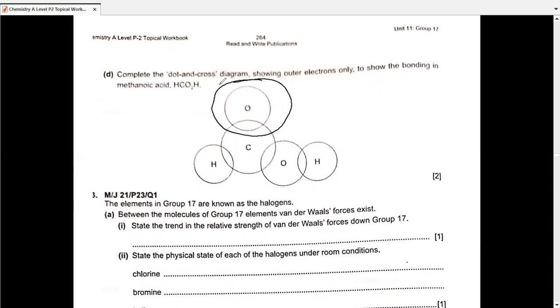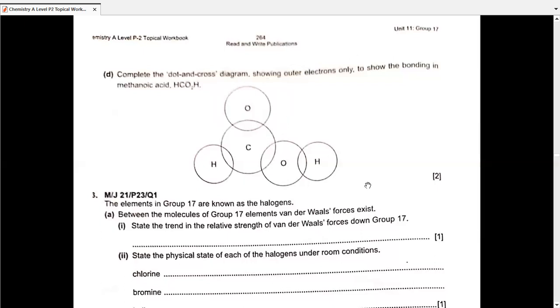Oxygen. 2 pairs of lone pairs, like 4 electrons in total and 2 pairs of lone pairs. Perfect. Because they are going to form a double bond over here. So whichever one you're using, probably a lone pair over here and over here would do the trick. Good. That is correct.